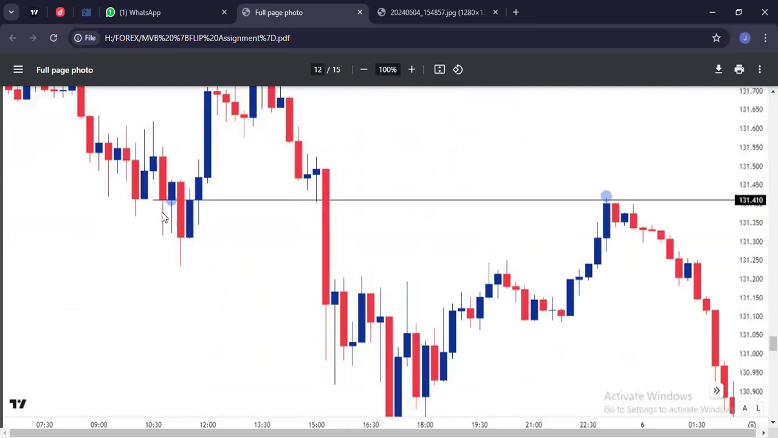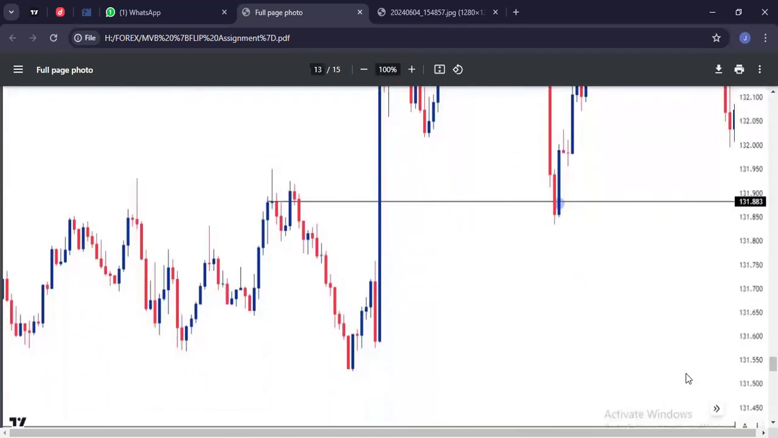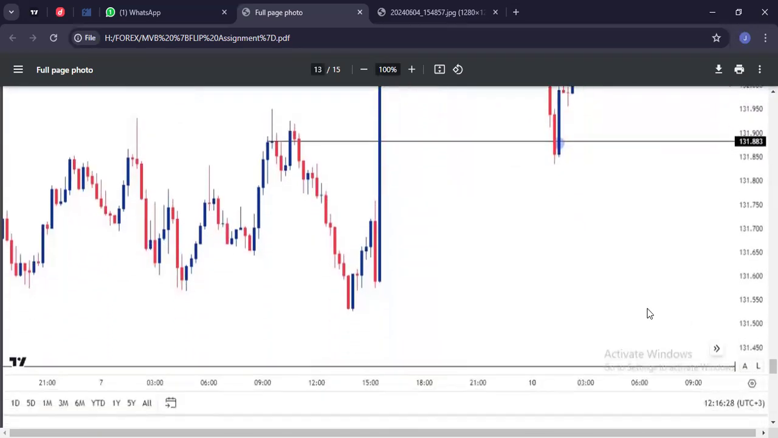Another example here, liquidity engineering. The market failed, broke the liquidity point, then the market came back to the same point, tapped, then went down. And so on and so on.